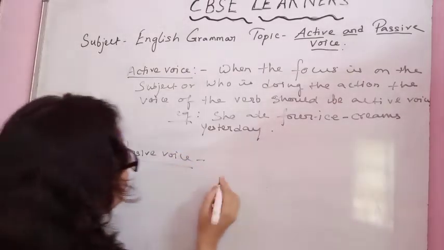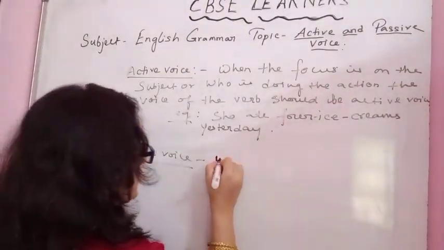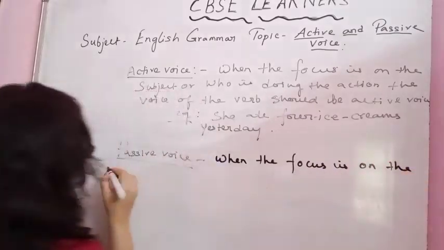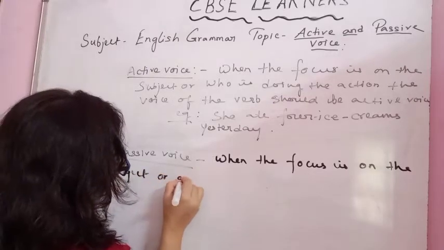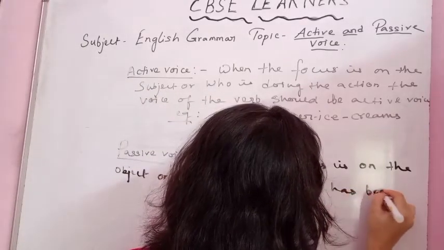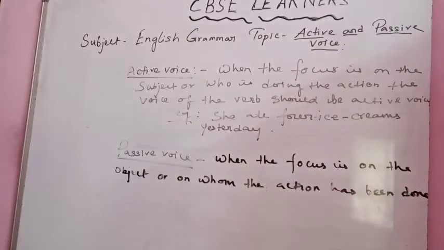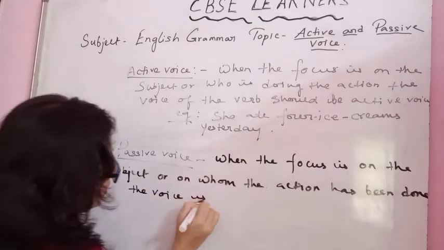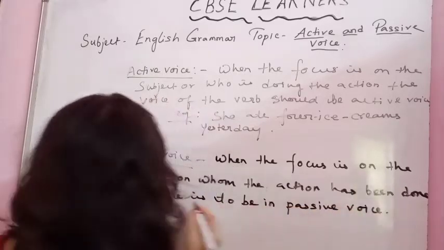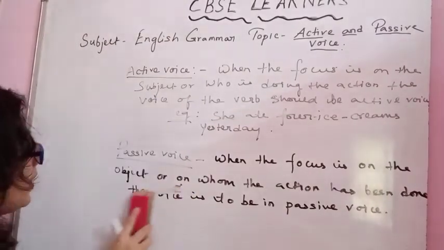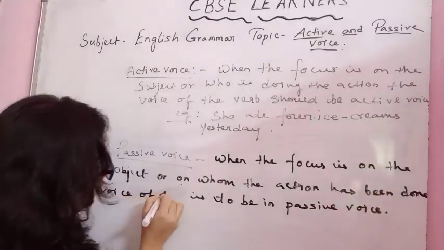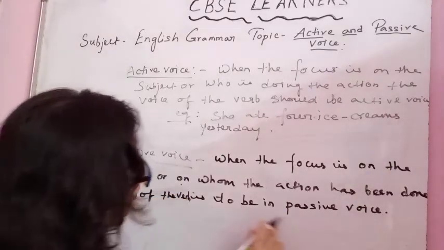Passive voice. Okay, now when the focus is on the object or on whom the action has been done, the voice is to be in passive voice. Okay, means the voice of the verb here. Okay, one minute, I will mention clearly, then it will be better for you. Has been done, the voice of the verb is to be in passive voice.